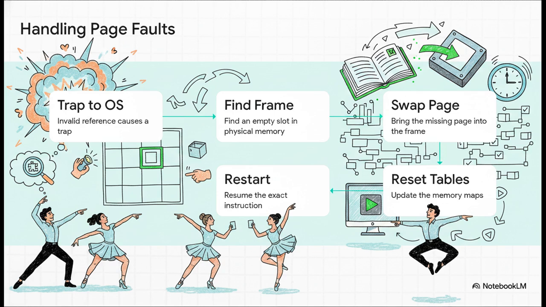Step 1. The program makes an invalid reference, which causes a trap to the OS. It's basically yelling, "Hey, I need this page and it's missing." Okay, step 2. The OS hits pause and searches the physical memory for an empty slot. We call that a free frame. Step 3. It reaches back into the backing store and swaps the needed page right into that frame. Step 4. It updates its memory maps, resetting the page tables to essentially say, okay, crisis averted, the page is here now and valid. And finally, step 5, it seamlessly restarts the exact instruction that caused the pause in the first place. To the program, it feels like absolutely nothing ever happened.